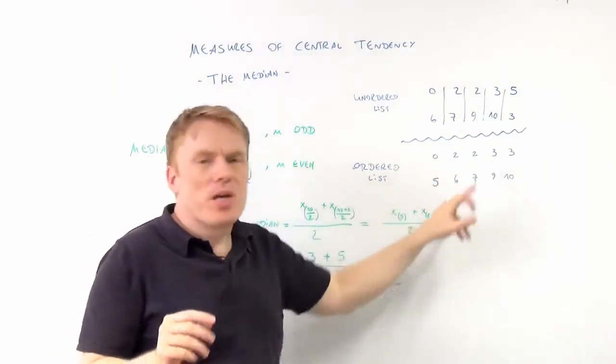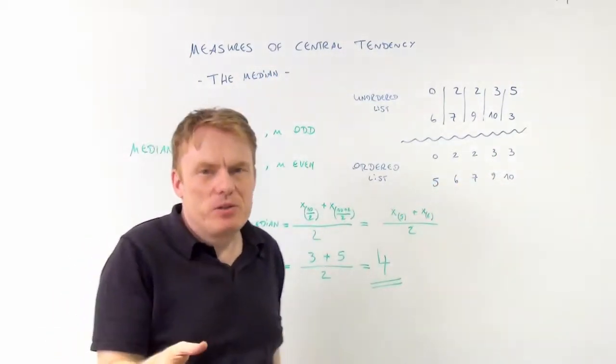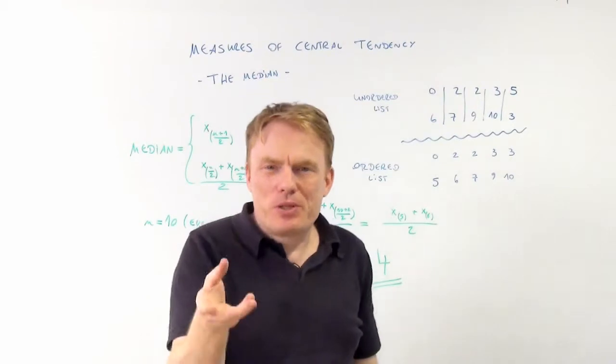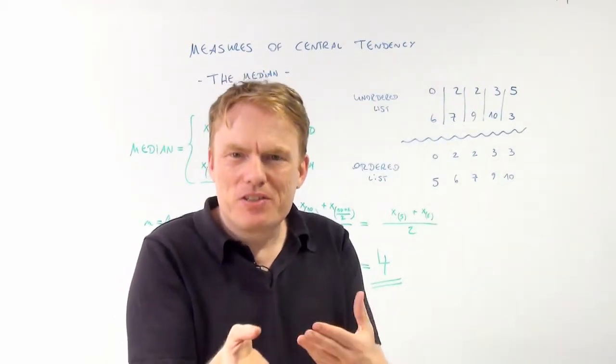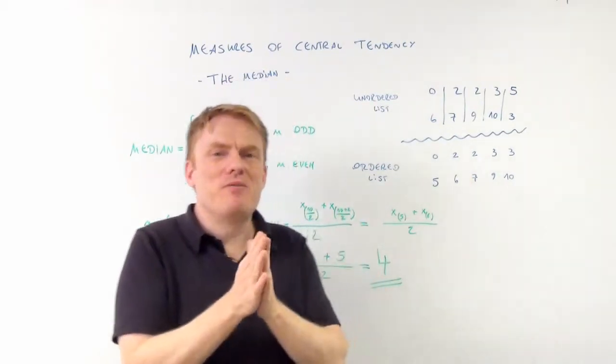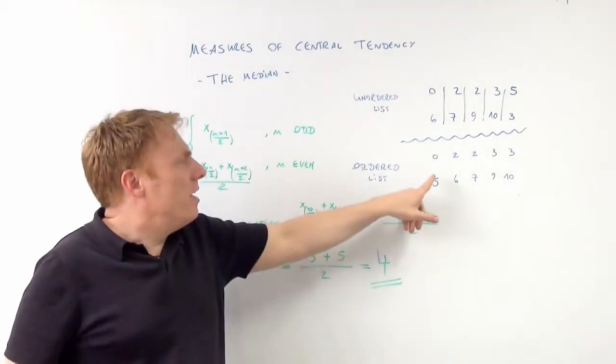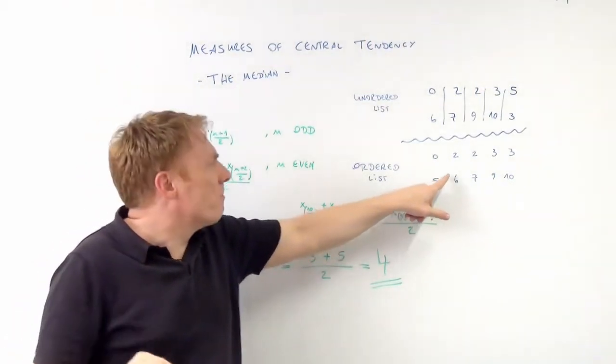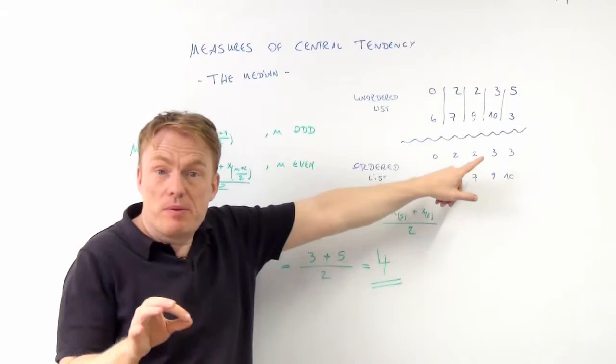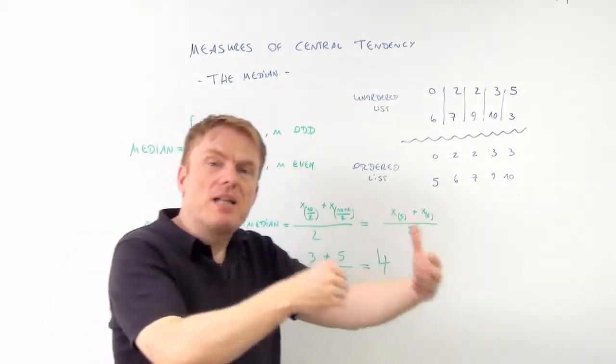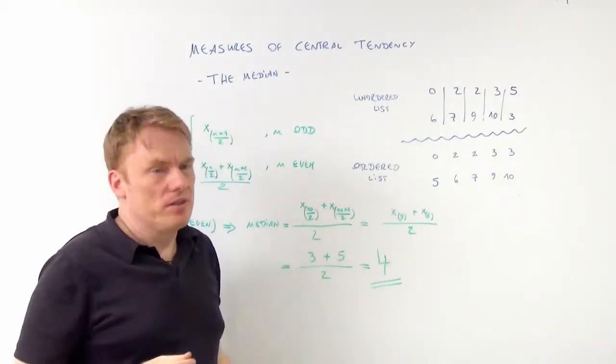So now, there is no 4. There is no value called 4. So what are we talking about? This is the problem, if I may call it this way. It doesn't necessarily exist. The median, as the arithmetic mean, is not necessarily a value that occurs in the list, ordered or unordered.